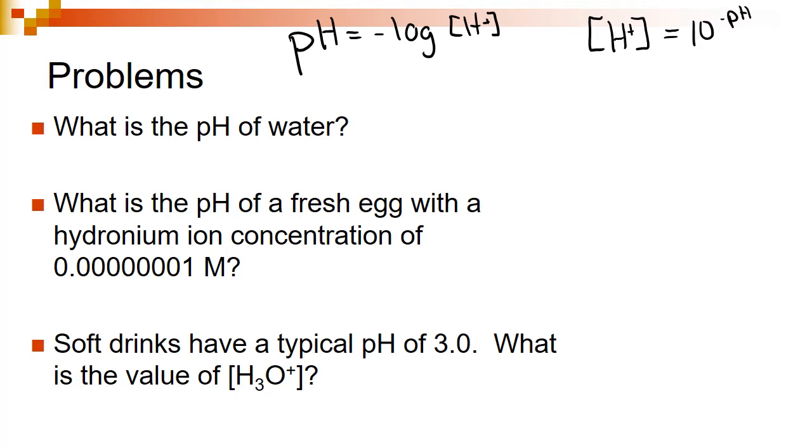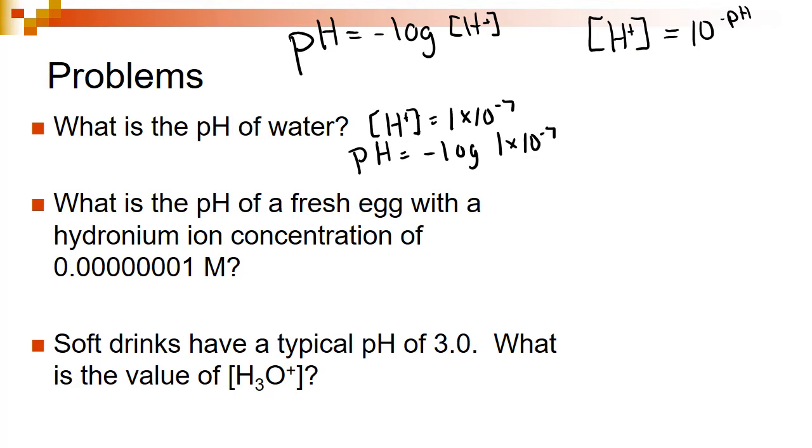So the first one says, what's the pH of water? But notice I didn't give you the concentration of the ion. I would expect you to know that at 25 degrees C, your H plus concentration is 1 times 10 to the negative 7. Well, to find the pH of this, we're going to take the negative log of 1 times 10 to the negative 7.